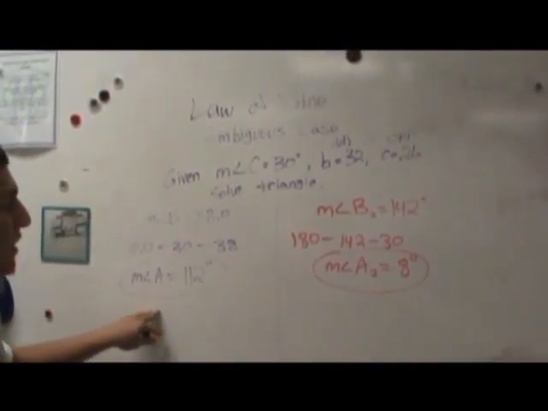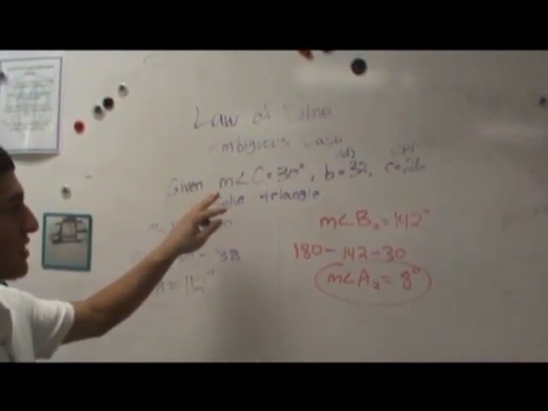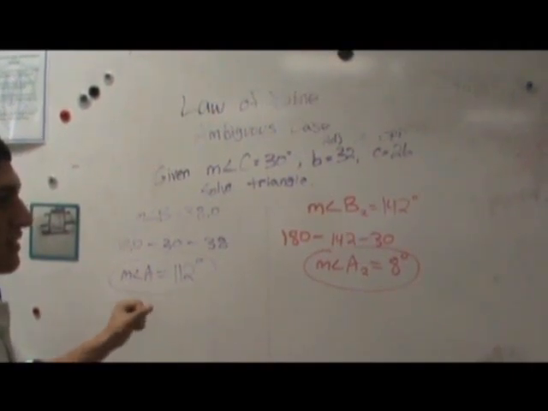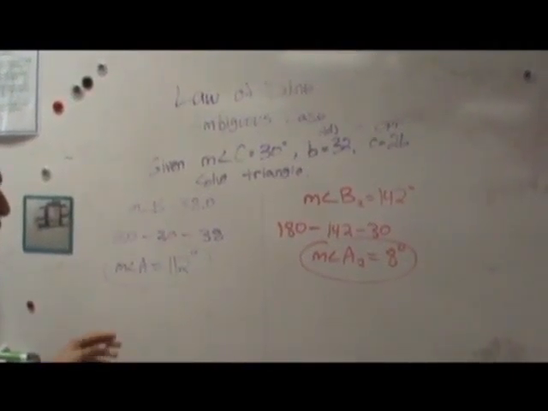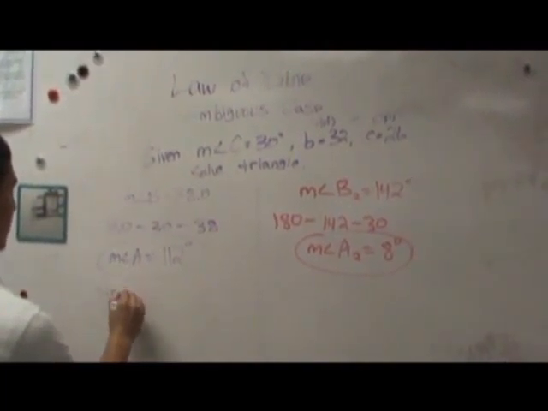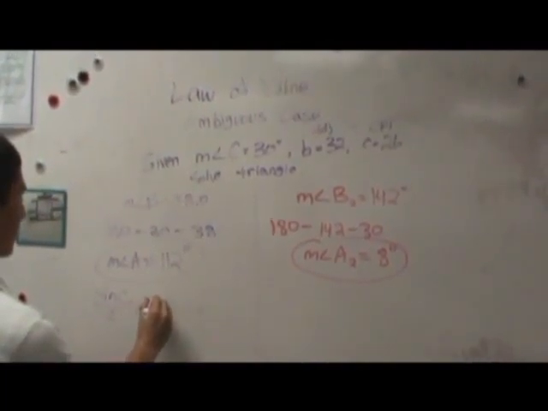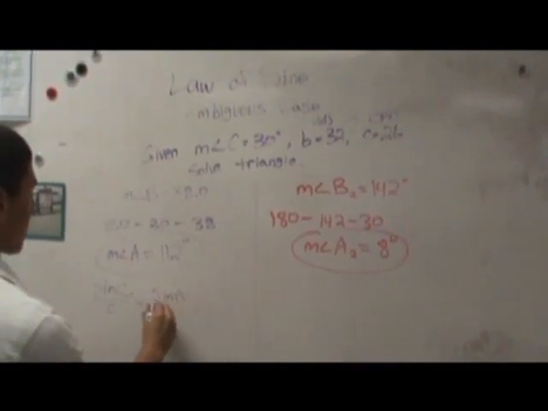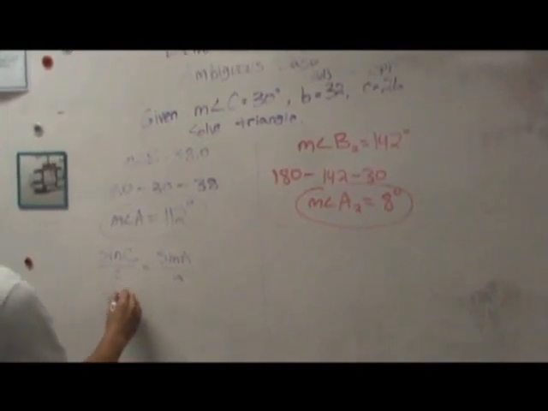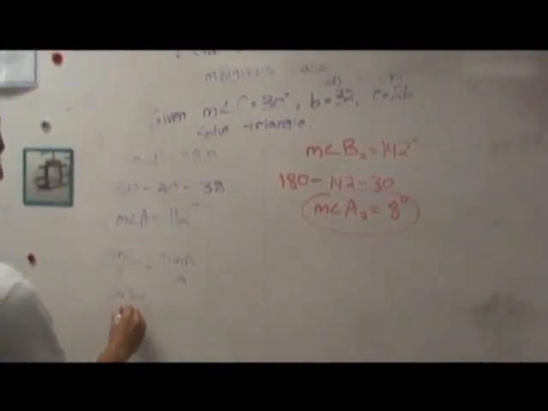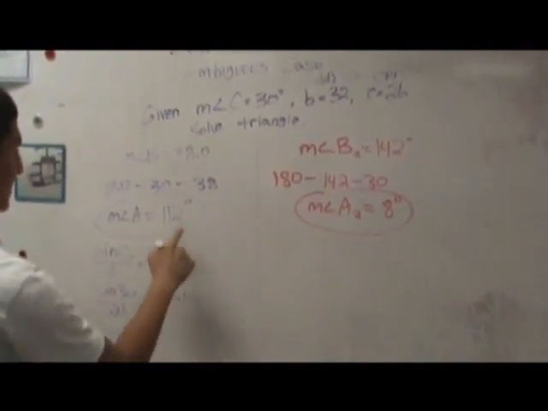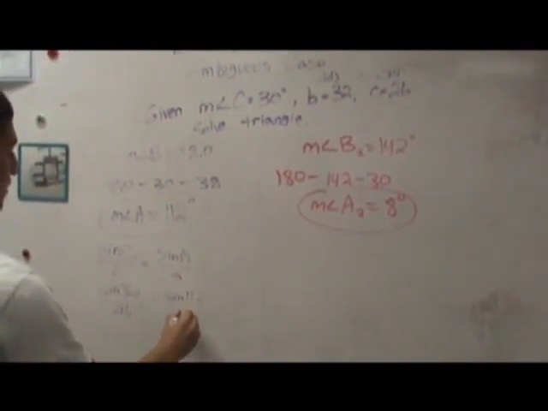So we have the measure of angle A, we have the measure of angle C and little c, side C. We need to find side A. So in order to do that, we use the law of sines again. Sine of big C over little c equals sine of A over little a. And we just plug it in, so sine of 30 over 26 equals sine of 112, because that's sine A over little a.